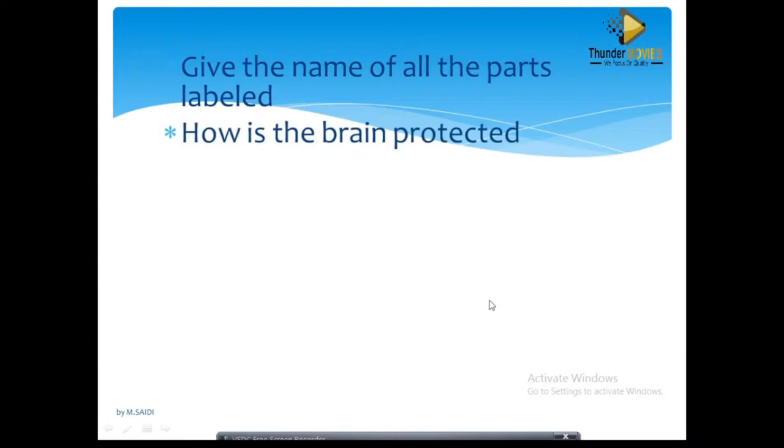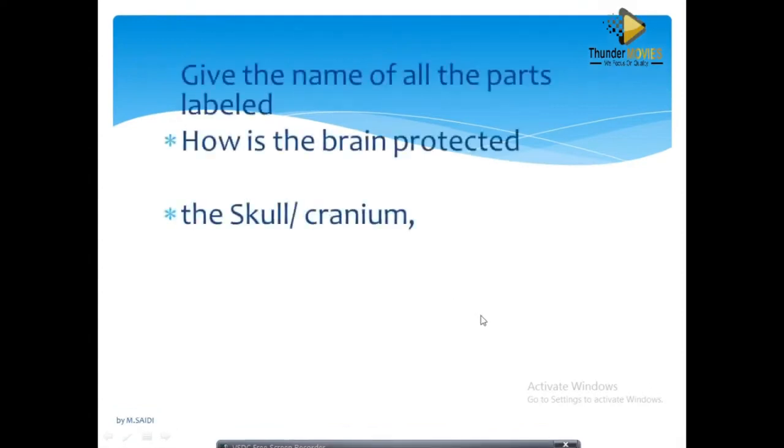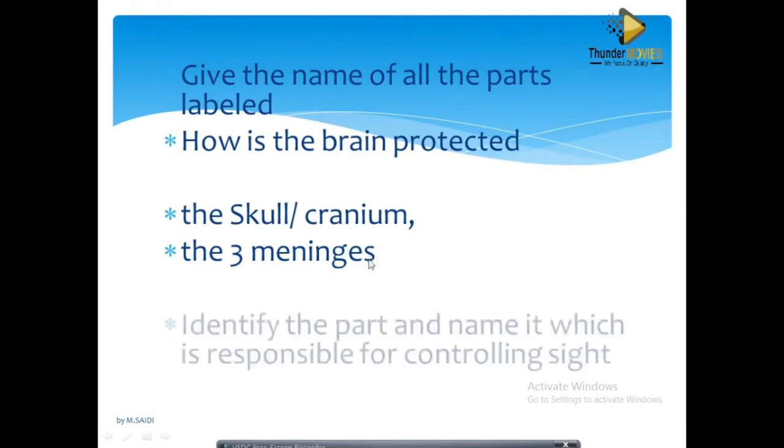How is the brain protected? It is protected by, number one, the skull, or what you call the cranium. Number two, it is also protected by the three main meninges. This is not really needed to be known according to the examination guideline, but if you read other books, you can find them: the dura mater, arachnoid, and the pia mater.